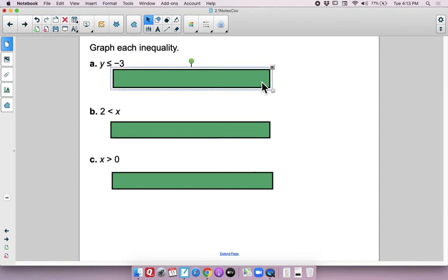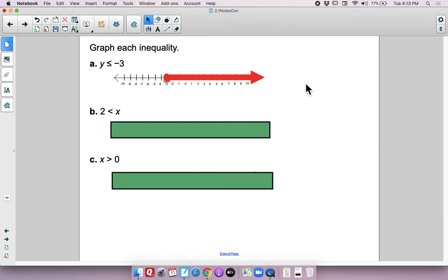Okay. All right, so hopefully for this one, -3 was our key point. It's going to be filled in because it's less than or equal to. And then we want numbers that are less than -3. So is that right? Oh, no, it's not. Well, watch what I'm going to do. Did that on purpose. Look at that.